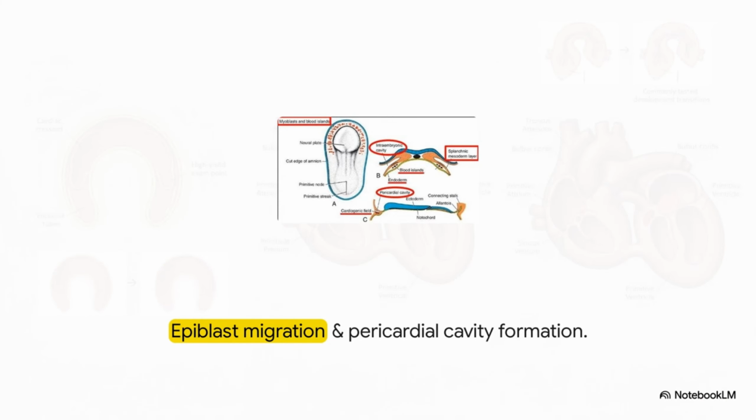It all starts on day 16, when progenitor heart cells initially lying in the epiblast migrate right through the primitive streak and into the lateral plate mesoderm. As they move, some of these cells gather to form a very distinct horseshoe-shaped cluster. We call this the cardiogenic field, and it's positioned just cranial to the neural folds.